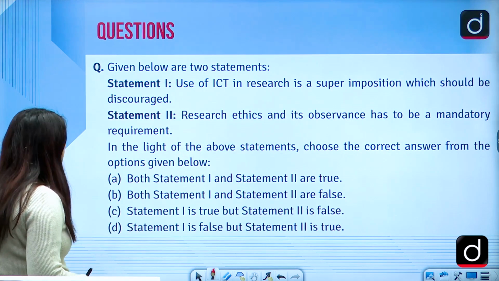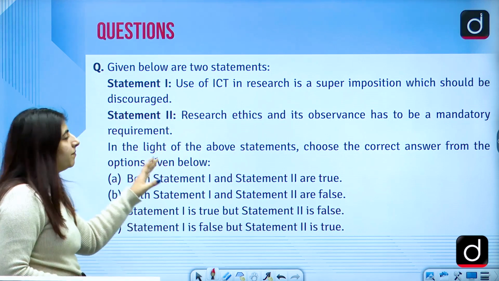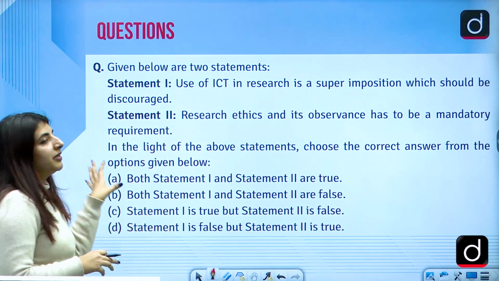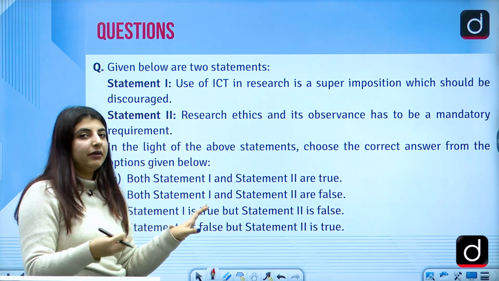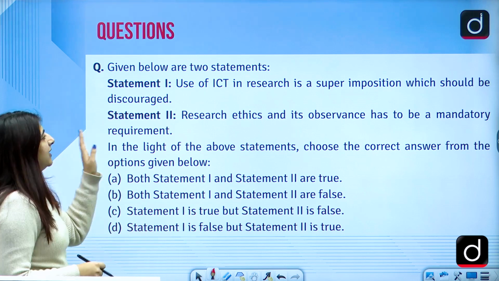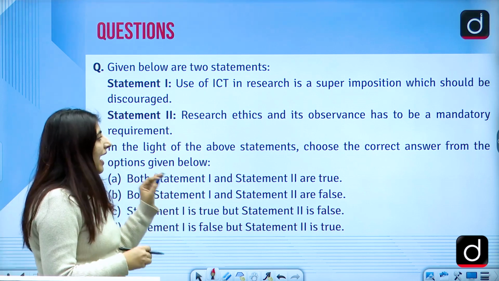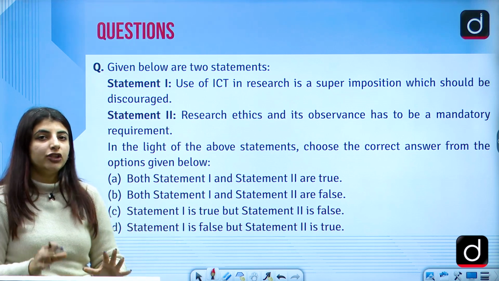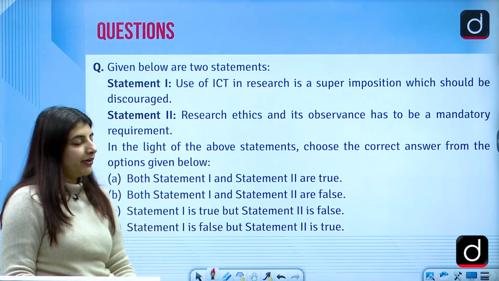Then we have the next question. Statement 1: Use of ICT in research is a superimposition which should be discouraged. That it is being imposed, it is being mandatory, right? Statement 2: Research ethics and its observance has to be a mandatory requirement. Pause your screens and see what could be the answer to this question.